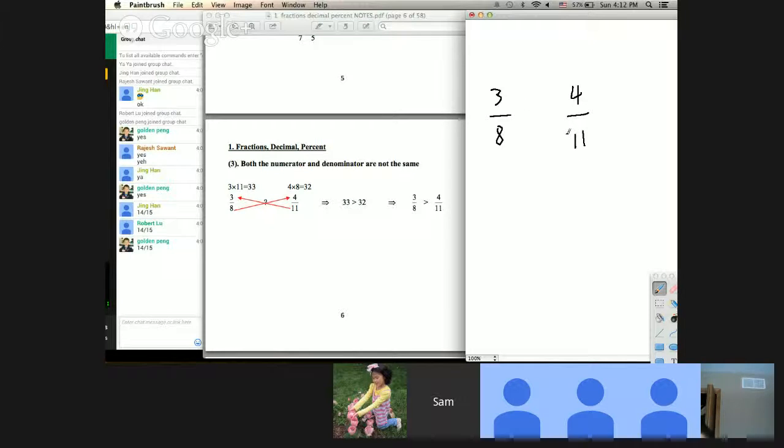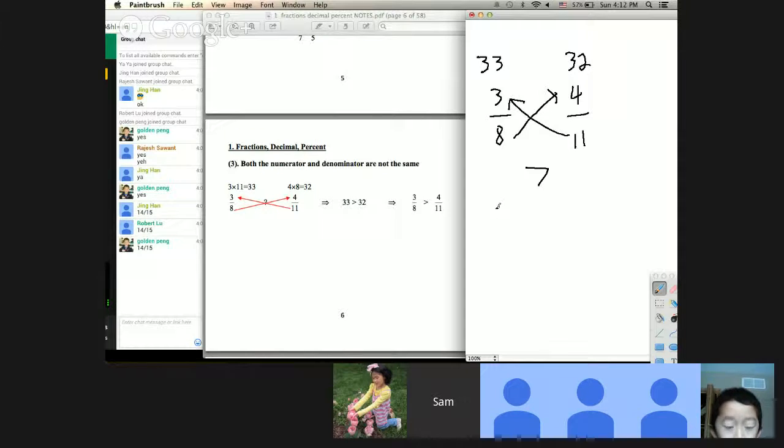So basically you take this and then you go up. And then you take this and you go up. So it's always going to cross upwards. And when you cross upwards, you multiply them together. So 3 multiplied by 11 is 33. And then when you cross this way, 8 multiplied by 4 is 32. So it's always crossing and going upwards. So 33 is greater than 32, so this fraction is going to be greater than this fraction. So it's like that.